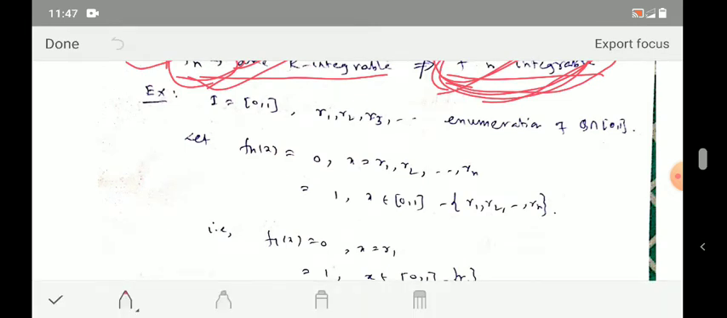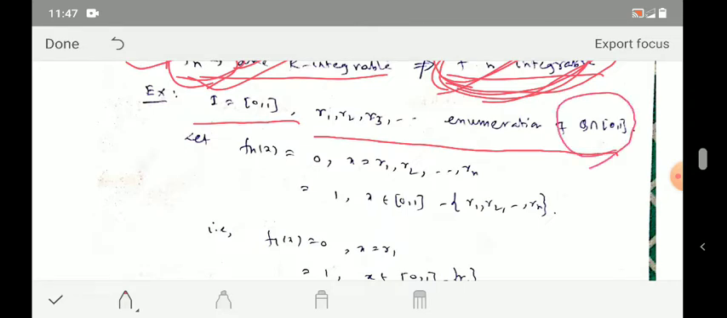Just see it minutely. Take I equal to the closed interval [0,1], and r1, r2, r3, and so on, an enumeration of the rational points of [0,1], that is Q intersection [0,1], all the rational points between 0 and 1. We know that the rational points between 0 and 1 are countable, therefore we can enumerate them as r1, r2, r3, and so on. r1 is the first rational number, r2 is the second, in any order actually.